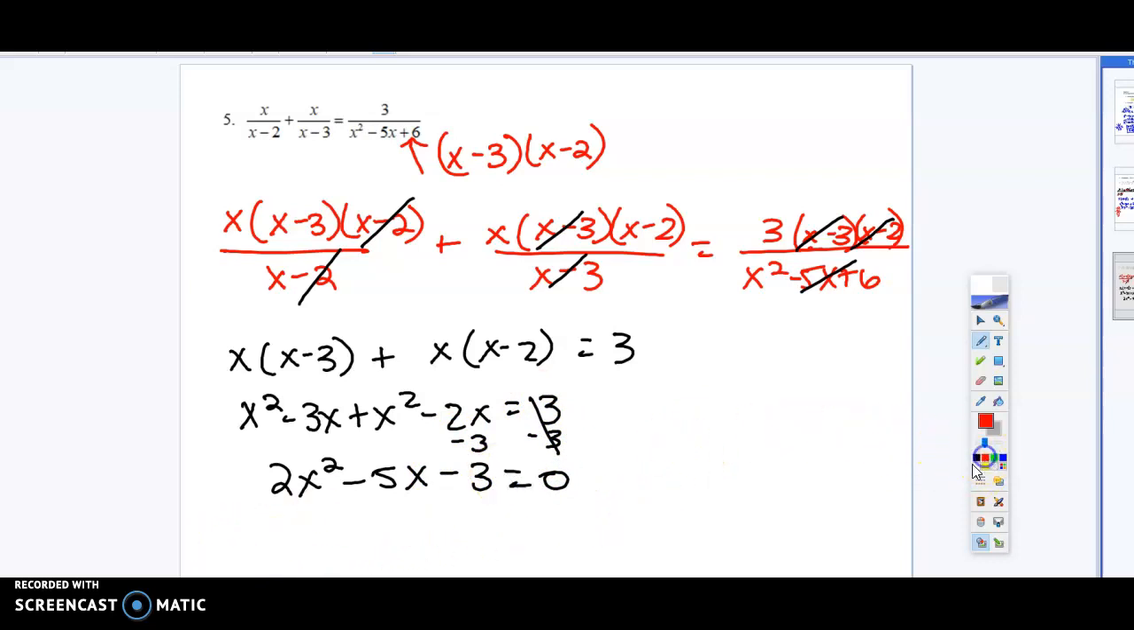I'm going to factor this. So I'm going to get the big X: a times c is going to give me negative 6, and my b is going to be negative 5. What two numbers will make that happen? Negative 6 and 1. Put it in the box.